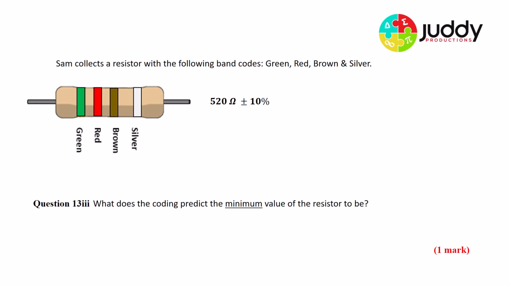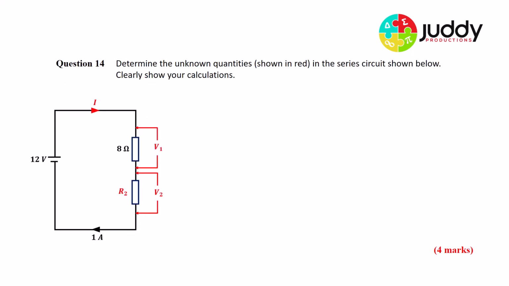Part 3, what does the coding predict the minimum value of the resistor to be? Please give this one a go, pause and come to the answer in a second. So we start with 520 ohms and we're going to take away 10% to find our minimum value. Now, when we take away 10%, that's the same as multiplying our existing value by 0.9. If we were to multiply a value by 1, that will return the same value. If we're multiplying by 0.9, that is 0.1 less than the perfect 1. That's being reduced by 10%. So using our calculator, 520 ohms multiplied by 0.90, which is a 10% reduction, gives me the smallest possible value of 468 ohms.